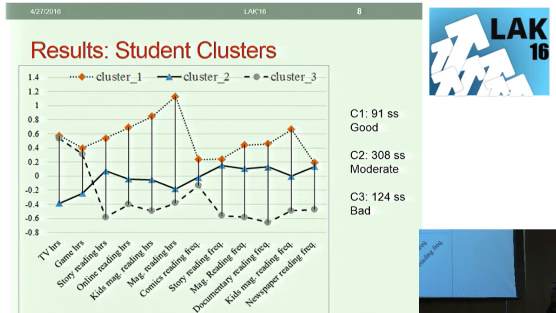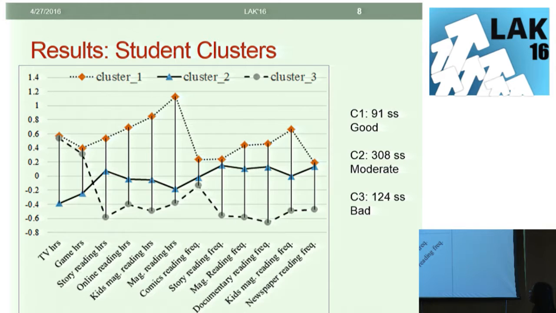Okay, this is the result for student grouping or clustering. Those are questions we ask in the online questionnaire. It's basically asking how much time they spend reading different kinds of materials, and also how often they read those materials. There are a couple of questions on watching TV, how many hours they spend on TV and how many hours they spend on games. And this shows the result.